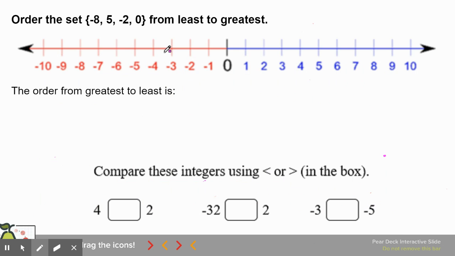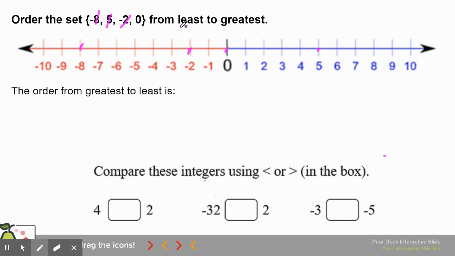All right, now what I may ask you to do is order a set of numbers. So I give you the numbers here, and I want you to plot them on your number line. And I didn't do this, but I would suggest marking off as you go so you can make sure to get each number.